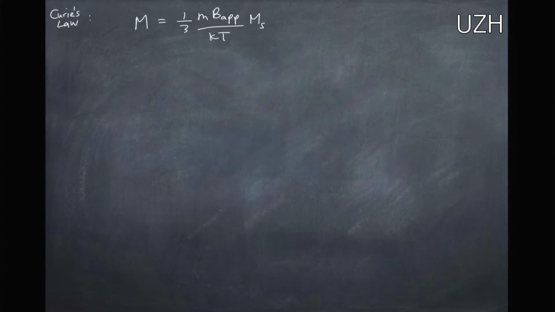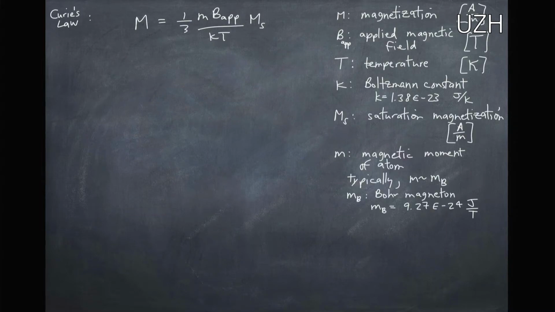So one relationship was discovered 100 years ago or so. This formula gives you the magnetization based on some applied magnetic field. Just to go through the terms here, M is the magnetization of the material. B applied is the magnetic field in Tesla. We have temperature dependence here in Kelvin. There's the Boltzmann constant in here, which you often see next to the temperature.